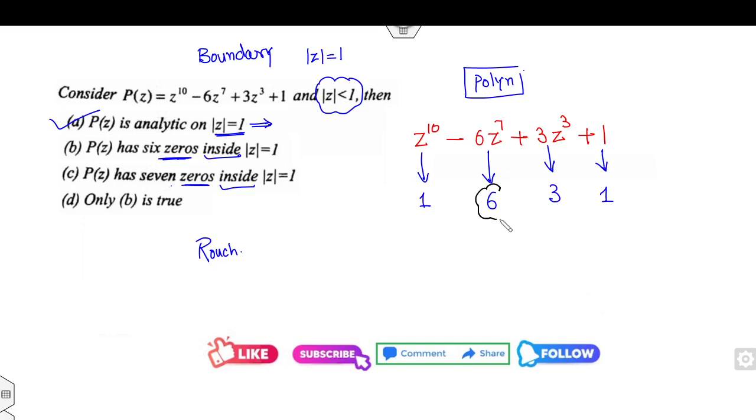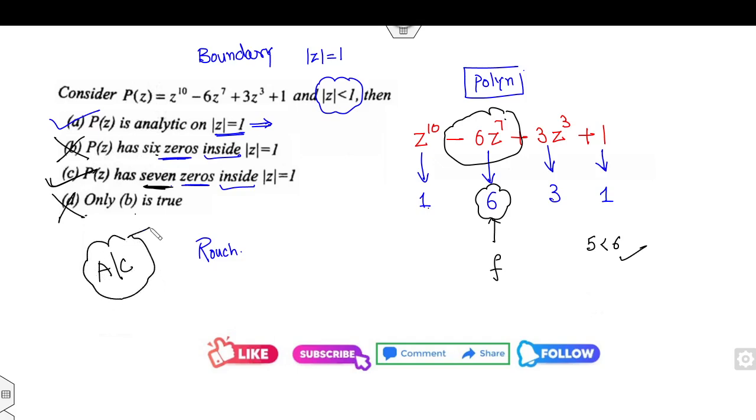सो व्हाट इज द मैक्सिमम वैल्यू? दिस इज माय मैक्सिमम वैल्यू, एंड यू कैन सी the sum of the remaining, that is 5, is less than 6. Satisfied? So the degree corresponding to the rest of the term is 7. So that means C is the right answer. 6 zeros wrong, only B wrong. So the right answer is A and C are the correct answers.